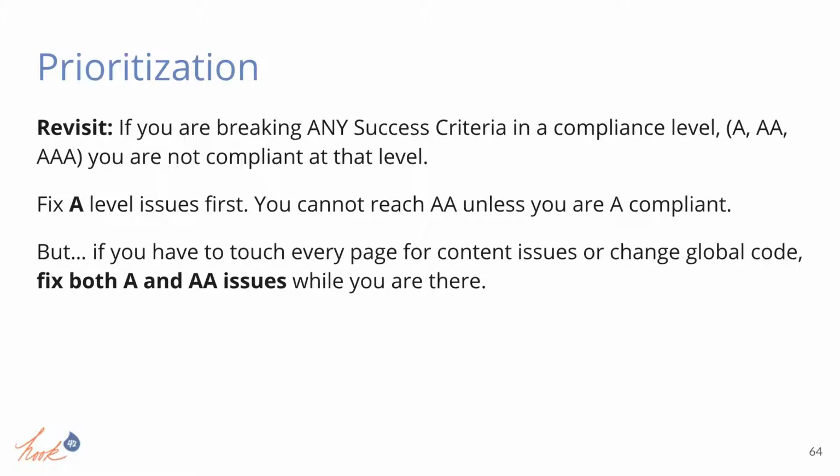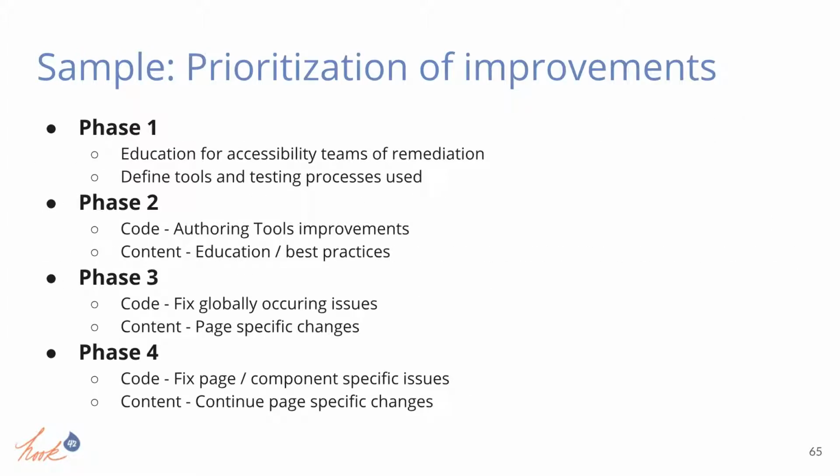And then also revisit if you're breaking any success criteria. Oh, I already said that. Okay. I just didn't click the button. Wow, you're slow, screen. Okay. And then here we go. This is a sample prioritization of parallel improvements, right? And I just said that out loud, so I'm just going to put that here.